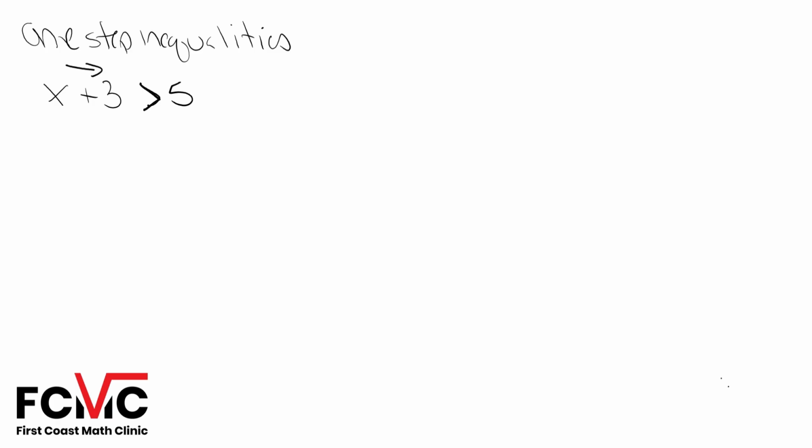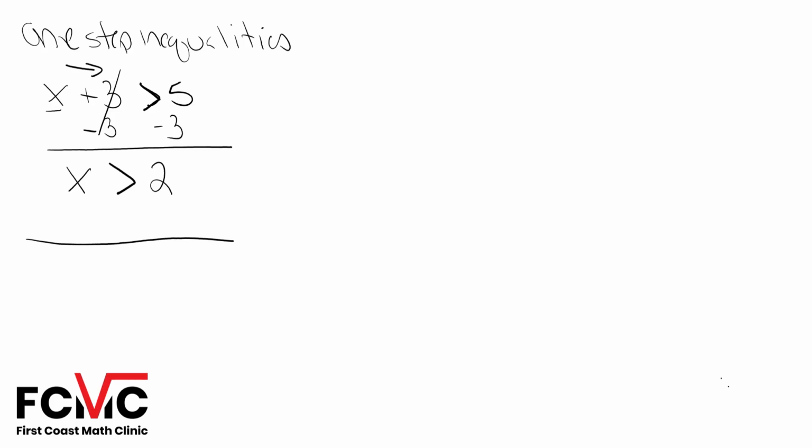We're going to solve this like we'd solve a regular equation. We want to get the x by itself. We're going to use inverse operation. So we're adding the 3, we're going to subtract 3. Inverse of addition is subtraction. Subtract 3 on the left and the right side. 3's cancel out. So we get x is greater than 2.